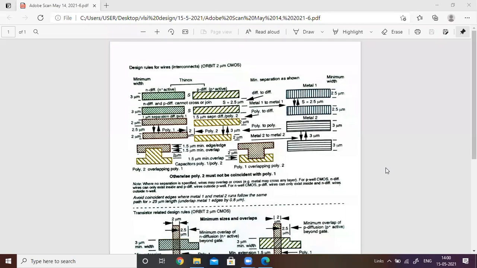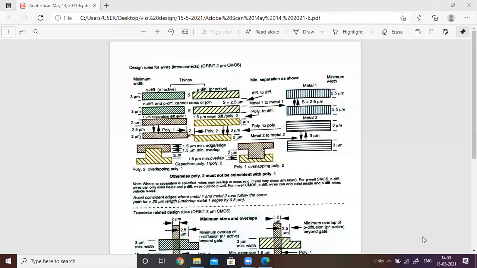In the last class, we discussed the design rules in the NMOS design style and also the design rules in the CMOS design style. Today we are going to concentrate on the same topic, but specifically on the Orbit 2 micrometer CMOS design rules.